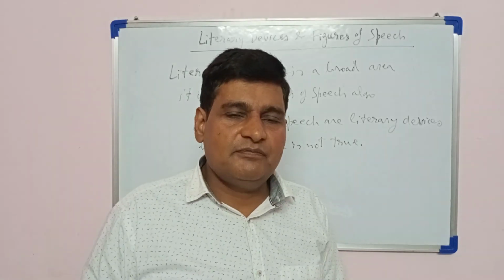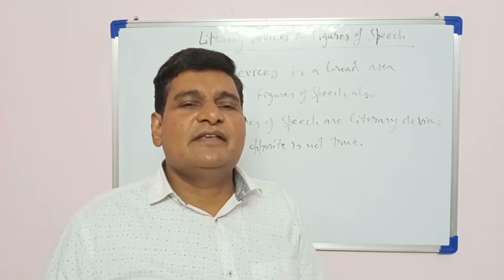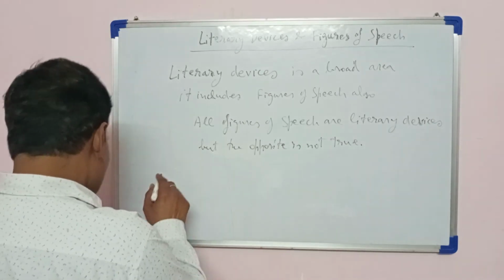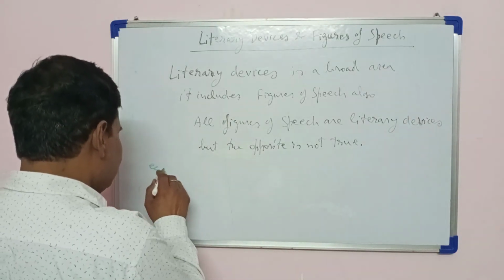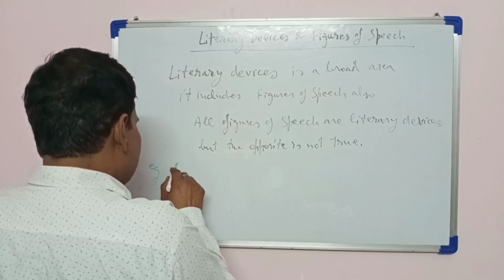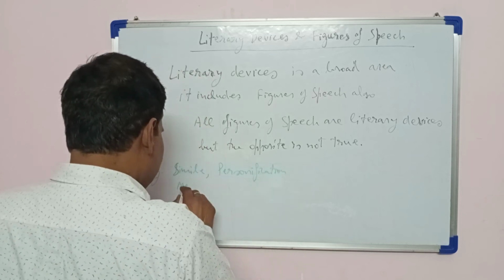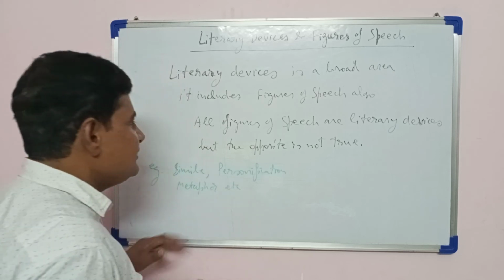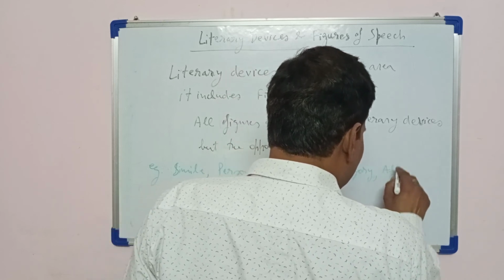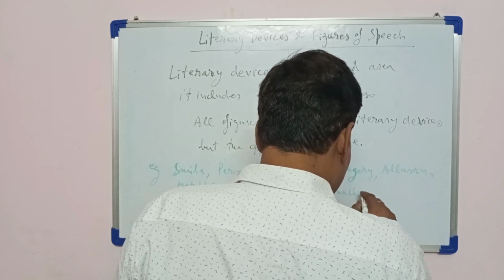Now let us understand some examples of figures of speech as well as literary devices. As I have told you, figures of speech are also known as literary devices. These are a part of literary devices. But all the literary devices are not figures of speech. So let us understand the examples of figures of speech: simile, personification, metaphor, etc. These are the figures of speech. Examples of literary devices: allegory, allusion, anachronism.